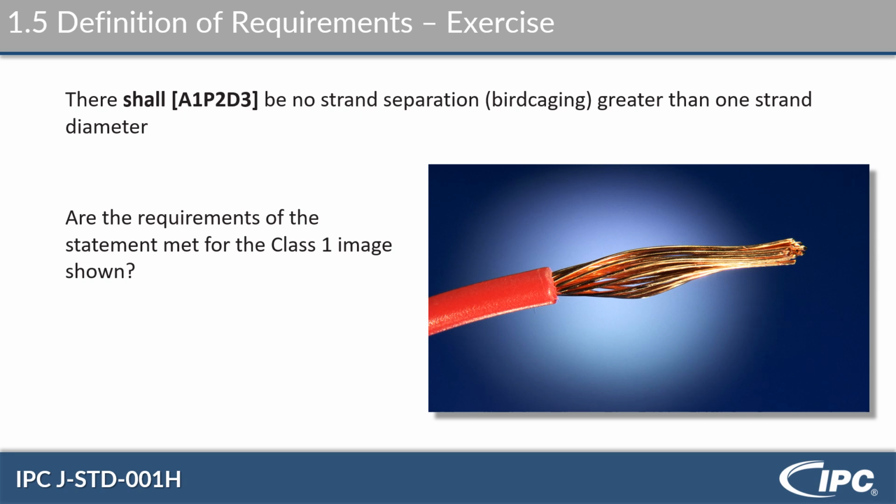So this is strand separation right here, also called bird caging. There shall be no strand separation greater than 1 strand diameter. Are the requirements of the statement met for class 1? Class 1 says it's acceptable. So no matter what, yes, it's acceptable, even if there is strand separation greater than 1 strand diameter, which there is right here. That's a pretty big gap, but it's acceptable for class 1.